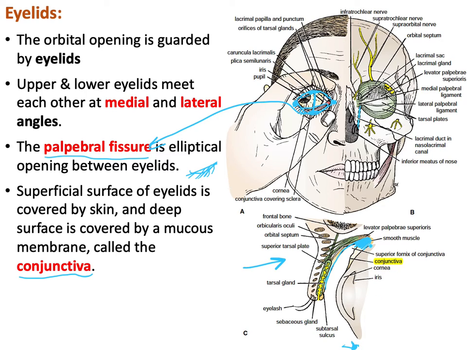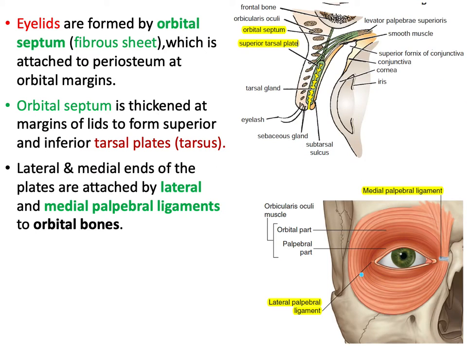So in the upper fornix, it's reflected on the sclera of the eye all the way until it reaches the border between the sclera and cornea. Here it stops, right? So here is the conjunctiva. It has two parts, palpebral part and bulbar part, right? So it's good when you talk about the eyelids.